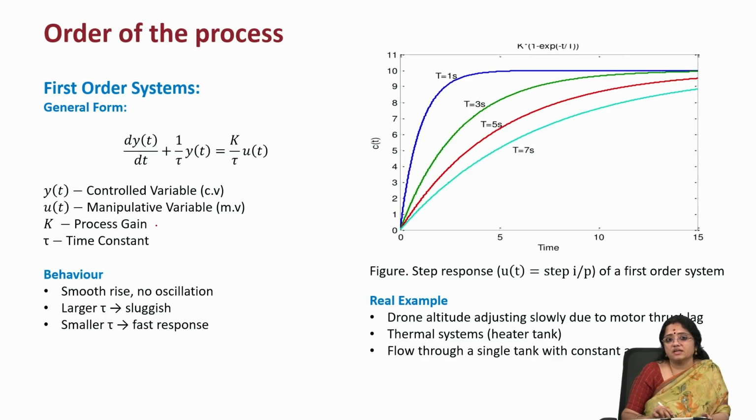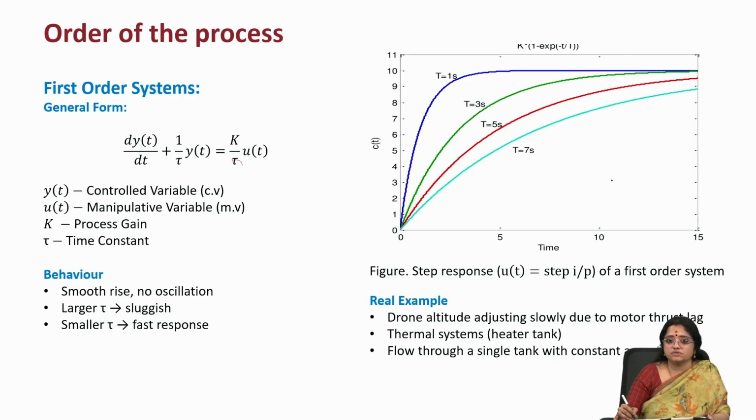The process gain k tells us that given a u of t input, the system is going to reach a final steady state value that is a multiple of k. So k times the input is the steady state value, and the time constant tells us how the system is going to respond dynamically from the initial state to its final value. While traveling from the initial state, 0 in this particular case, to a steady state value of k times u, what is happening in between, that dynamic time response, is given by the tau value.